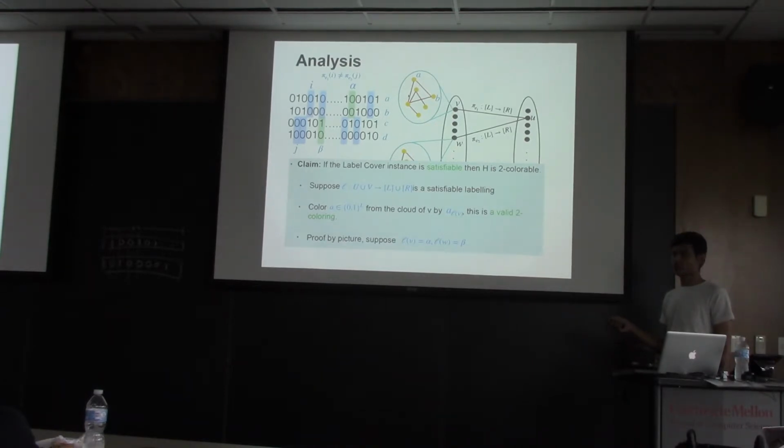Right? So it's a 2-coloring of the hypergraph, but is it a proper 2-coloring? The proof that it's a valid 2-coloring is the proof by picture. Suppose you have an edge A, B, C, D, and the satisfying labeling labels this vertex alpha and this vertex beta. What we are showing is that we are assigning AB with 0, 0 and CD with 1, 0. That's what this labeling, this coloring is saying.